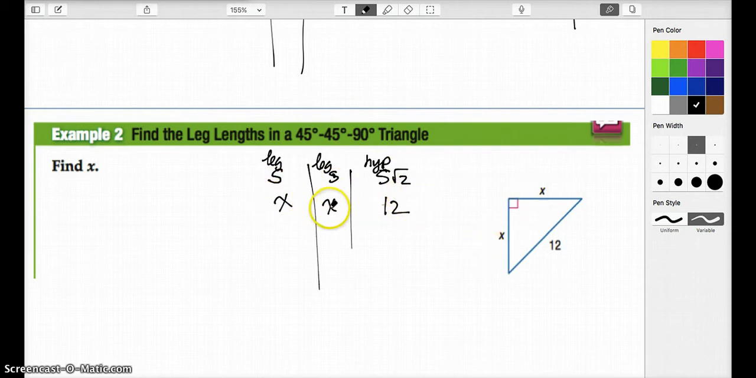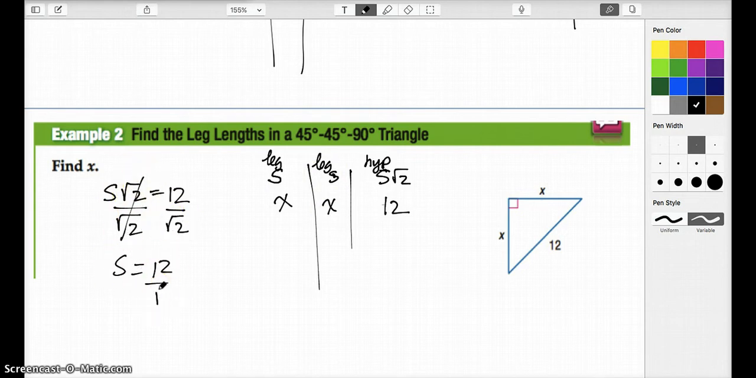But I wish I knew what S was, because that's what I need to find X. All I know is what S root 2 is. S root 2 is 12. Can I solve for this problem? Yeah, I can. If S times root 2 is equal to 12, as it is the hypotenuse, I can use this to figure out what S is, which is the leg length. I'm going to divide both sides by the square root of 2. When I do that, I get that S is equal to 12 divided by the square root of 2.